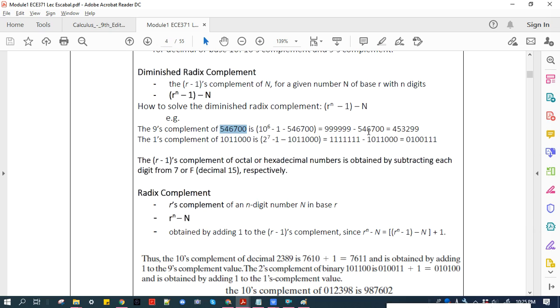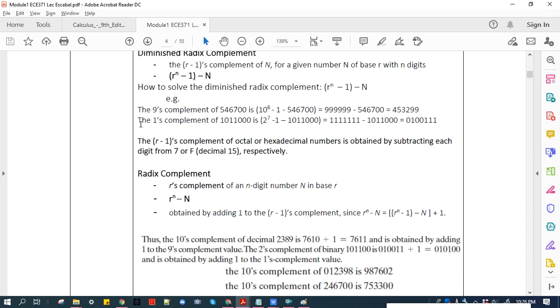So minus 546,700. The answer is 453,299 base 10. That is the 9's complement of 546,700. Now the 1's complement of 1011000.